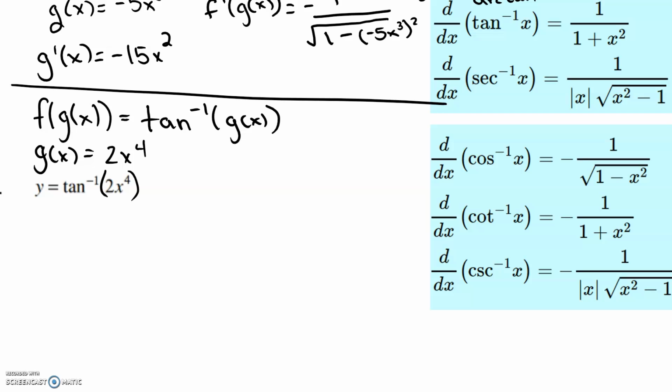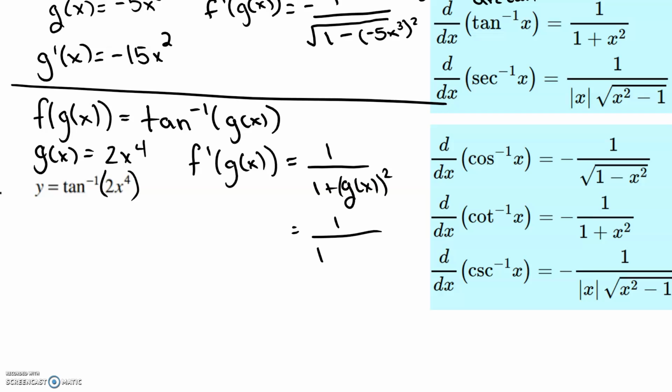So the derivative of the outside with the inside staying the same is that arctan derivative, which is 1 over 1 plus x squared, so g of x squared. And then following that through, we've got 1 over 1 plus 2x to the fourth squared, which is 1 over 1 plus 4x to the eighth. And then our derivative of g.